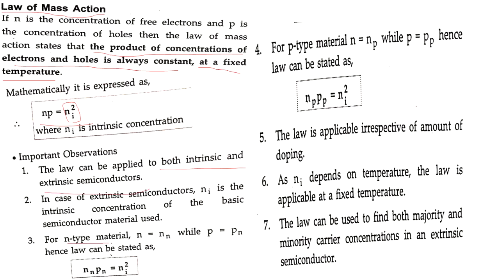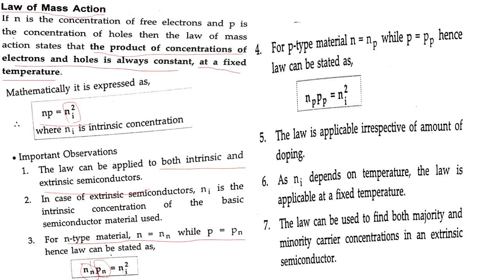If it is for extrinsic semiconductor, for n-type material, you have to substitute n = n_n and p = p_n. This is for intrinsic semiconductor, that's why we used the suffix notation. Whereas for extrinsic semiconductor, we have to represent the concentration of electrons by n_n and the concentration of holes by p_n. So the new expression for the law of mass action for extrinsic semiconductor is n_n p_n = n_i squared.